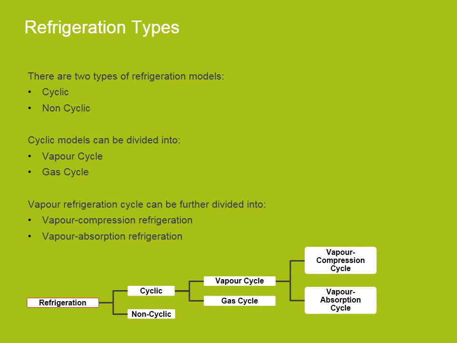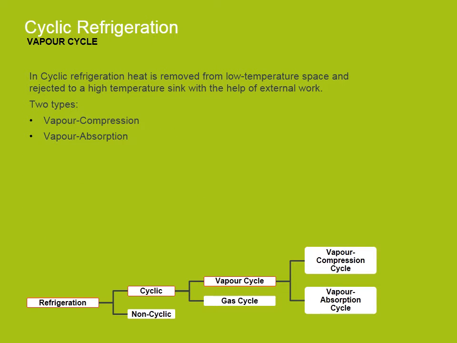There are two types of refrigeration models: cyclic and non-cyclic. Cyclic models can be divided into vapor cycle and gas cycle, and the vapor refrigeration cycle can be further divided into vapor compression refrigeration cycle and vapor absorption refrigeration cycle. In cyclic refrigeration, the heat is removed from the low temperature space and rejected to a high temperature sink with the help of external work.